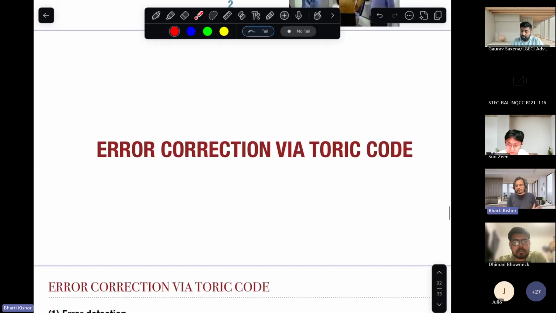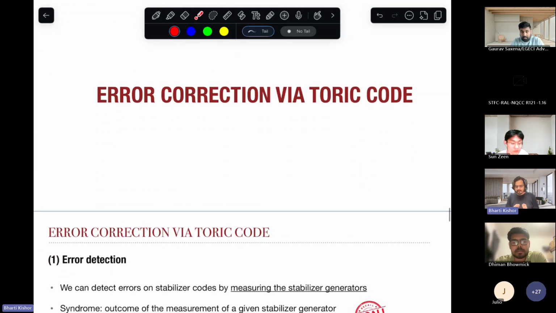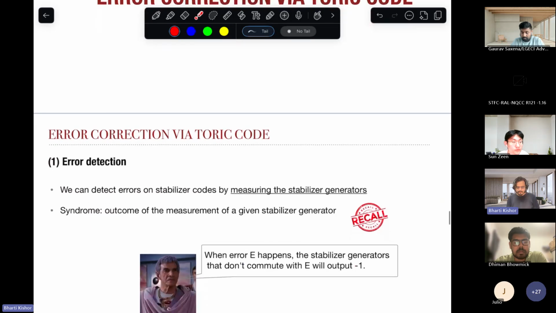So the error correction via Toric code, this is also, again, in the stabilizer formalism, we can talk about it very easily. We can detect errors on the stabilizer code by measuring the stabilizer generators, because as we saw last time, you just find the syndromes. And if, let's say, you get any -1, then you know that somewhere something has been messed up. And that tells you that some error has occurred. And then by looking at this +1, -1, +1, -1 pattern, you can find that some error has happened.